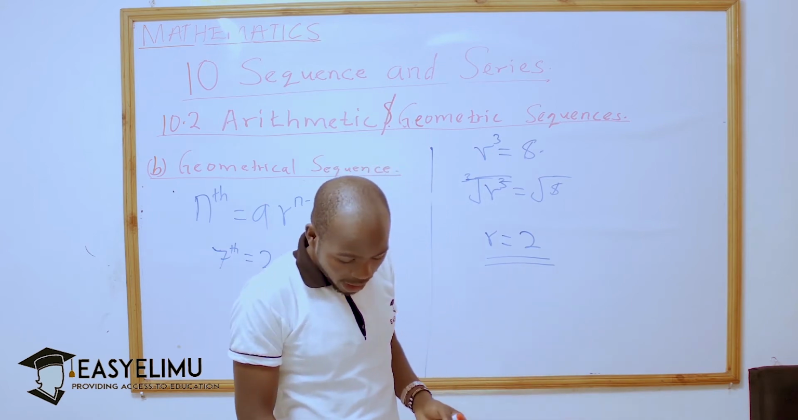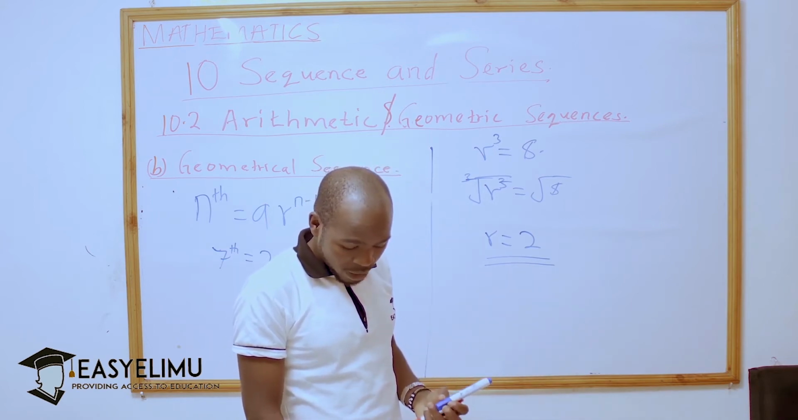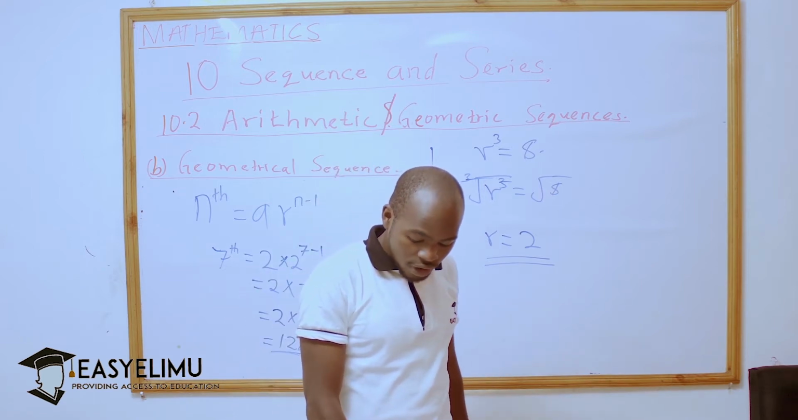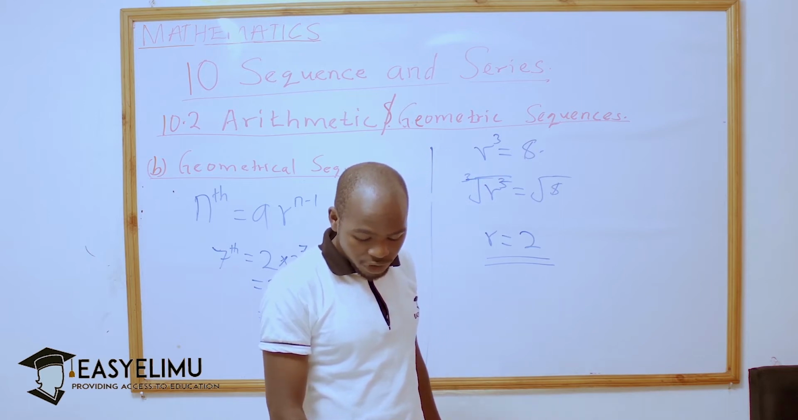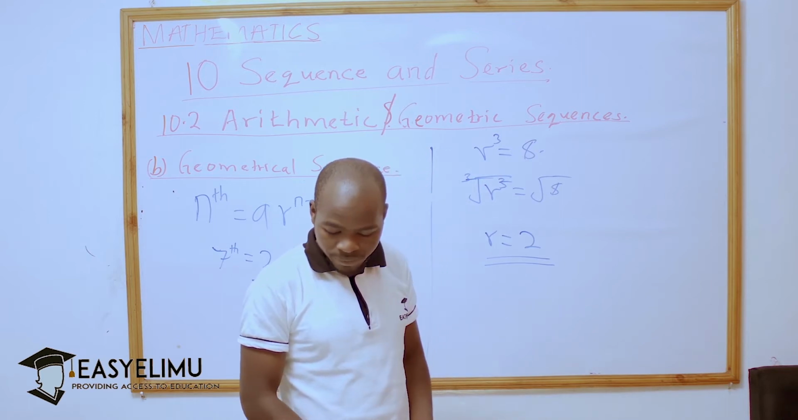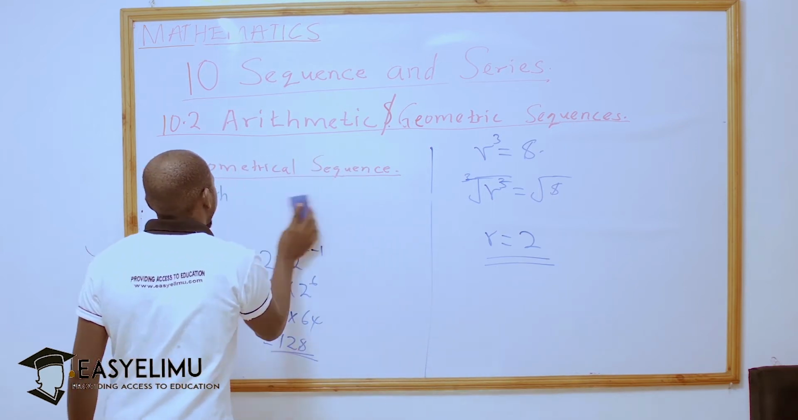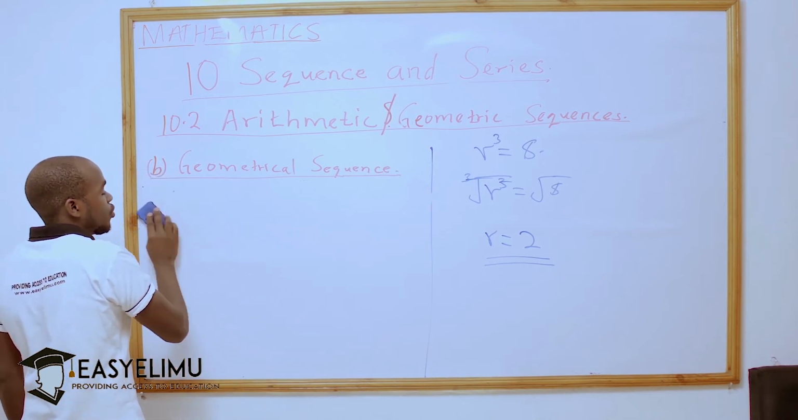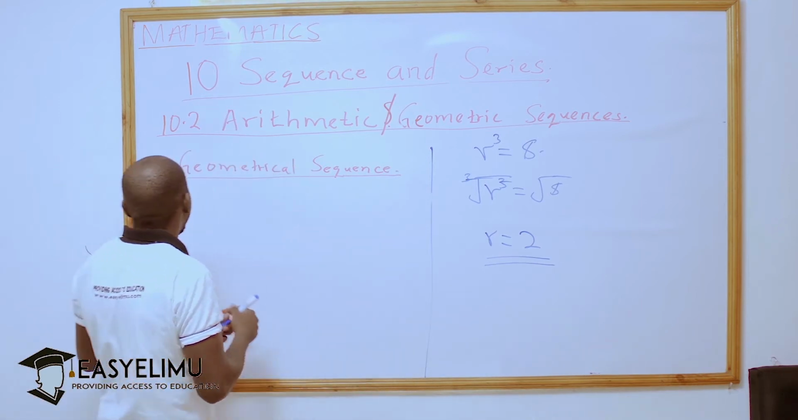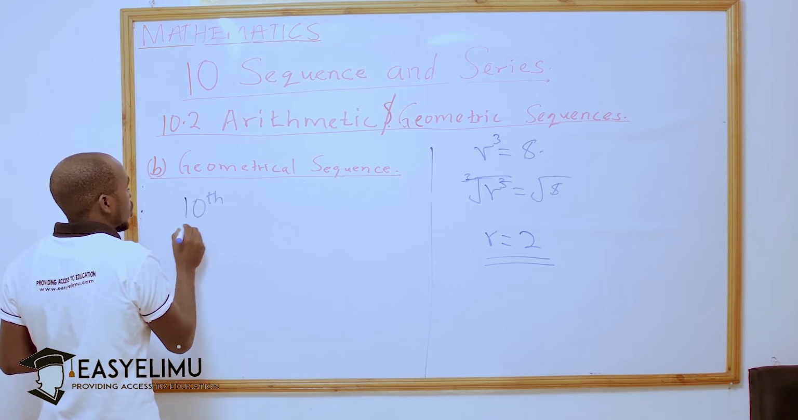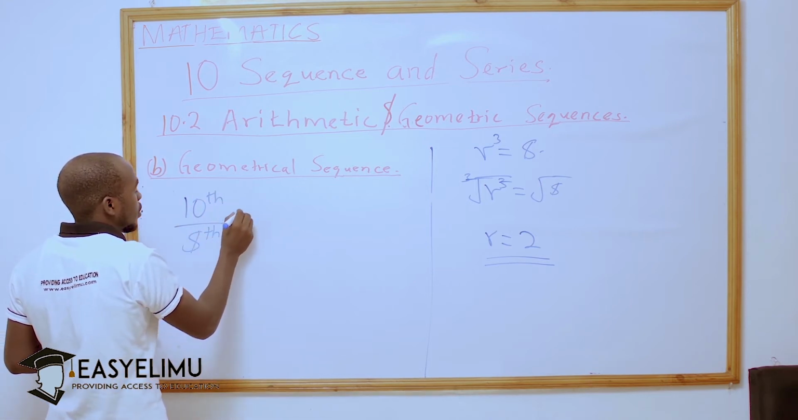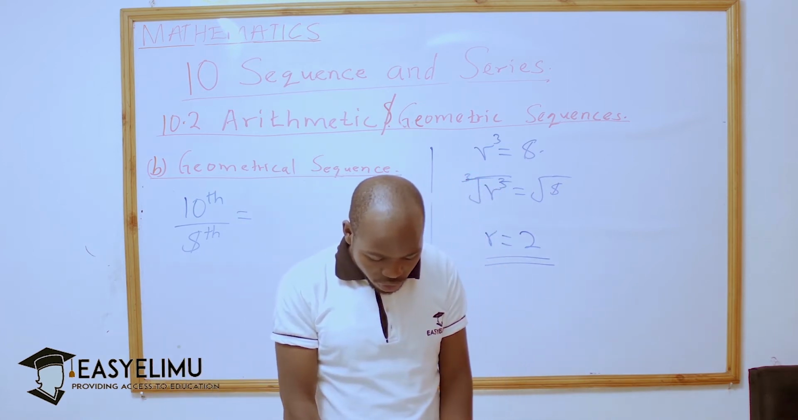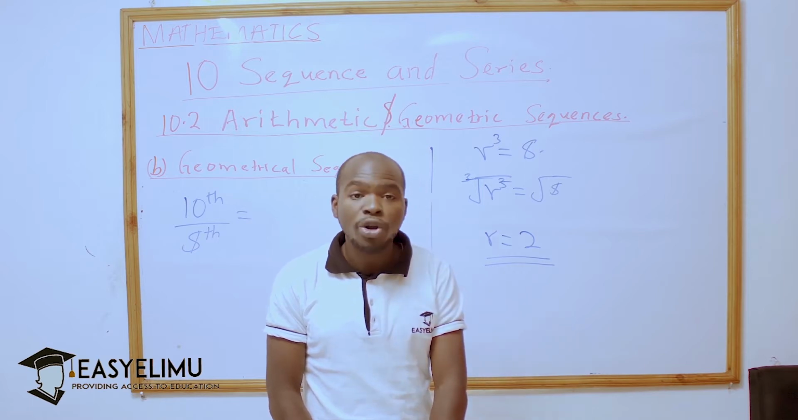We shall see another one, and this one I will give you to test and see if you find the answer. The ratio of the 10th to the 8th term of a geometric sequence is 9. So you are being told that if you take the ratio of the 10th to the 8th, it is equal to 9. Find two possible common ratios.